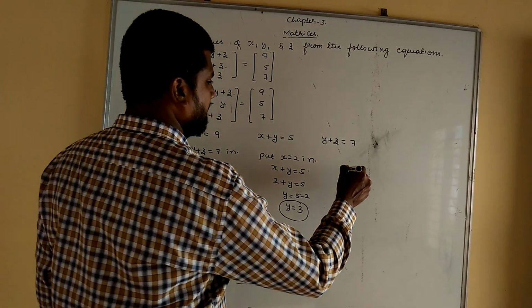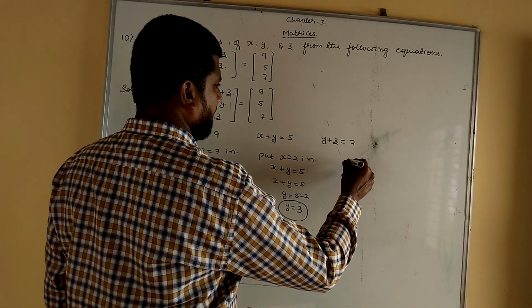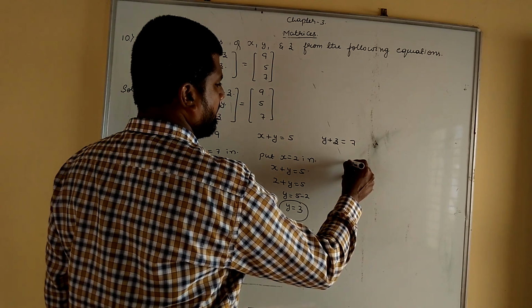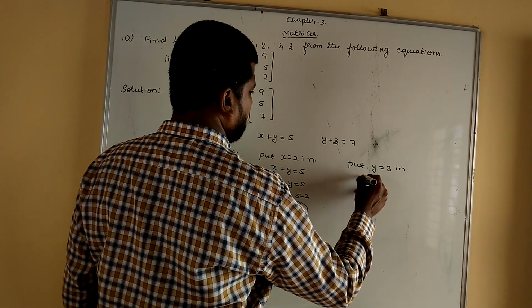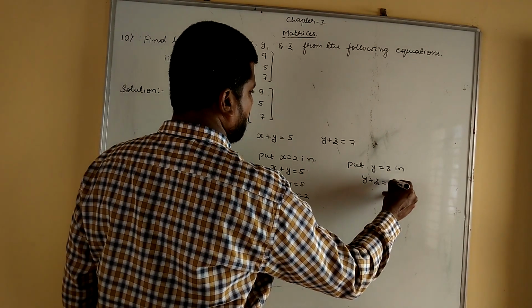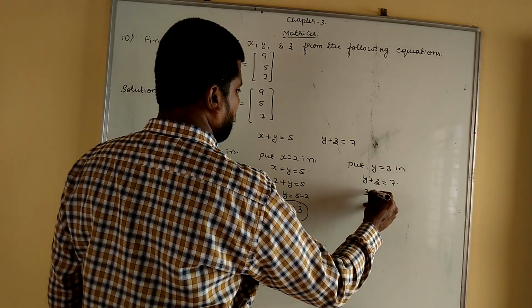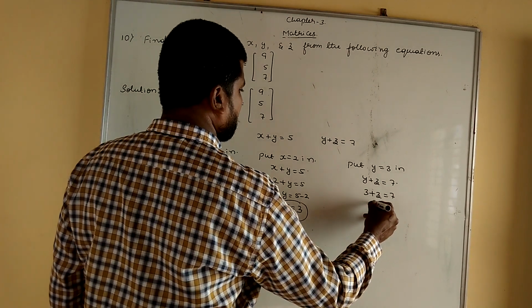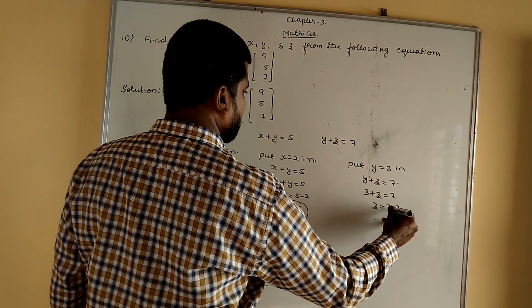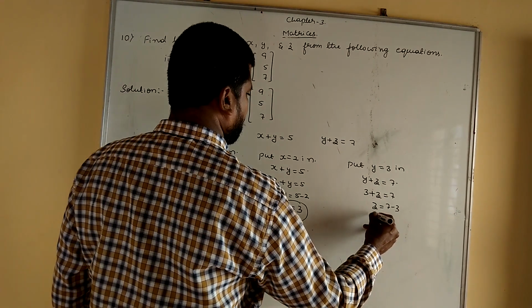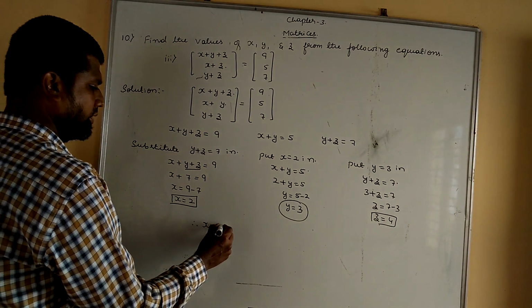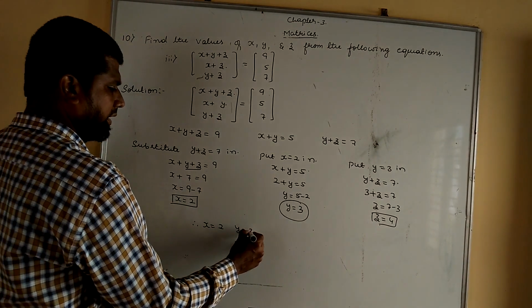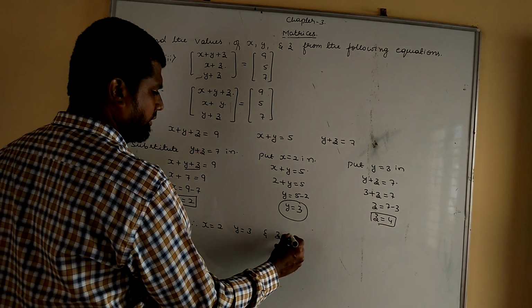Let us substitute the value of y in y plus z. Put y is equal to 3 in y plus z is equal to 7. So 3 plus z is equal to 7. z is equal to 7 minus 3. z is equal to 4. Therefore, the value of x is 2, y is equal to 3 and z is equal to 4.